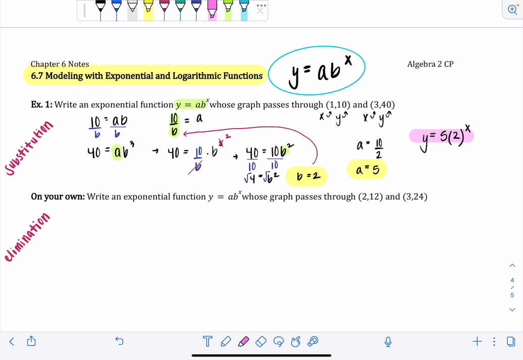Okay, the second one: write an exponential function y equals ab to the x whose graph passes through the points (2, 12) and (3, 24). So same idea, we're going to set up two equations. This time we're going to use elimination to solve our system though and figure out what a and b are.